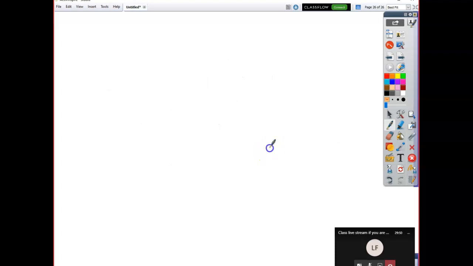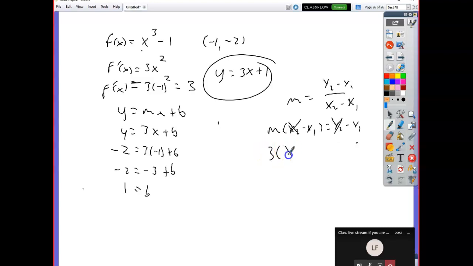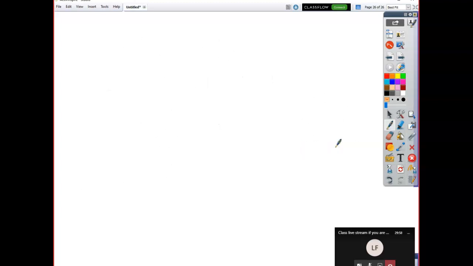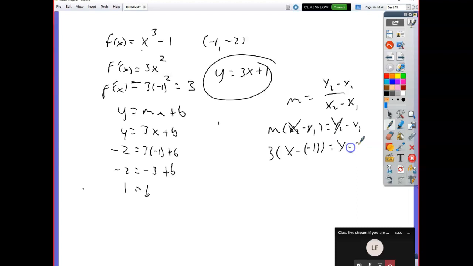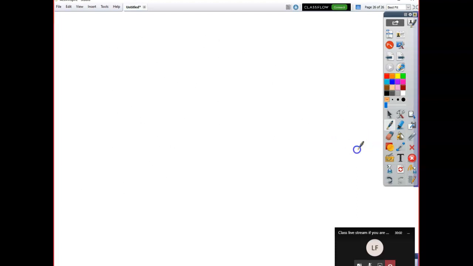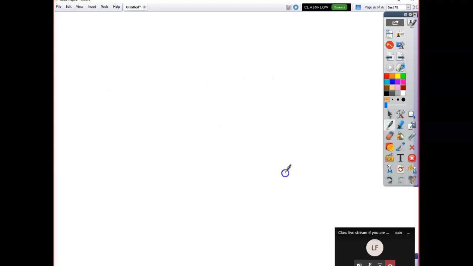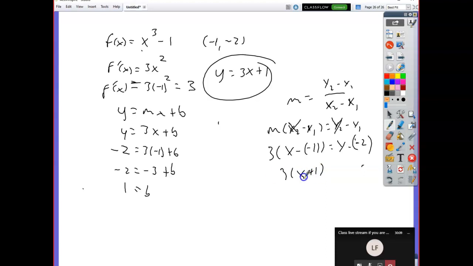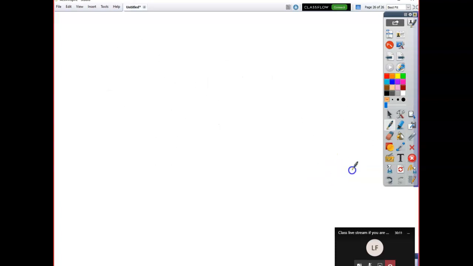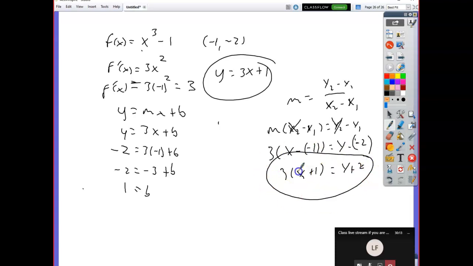With a little bit of cleverness, you realize this could be any x and this could be any y. So the quick way to do this is 3 times x minus, what was the x value? The x value is negative 1. Equals y2 minus y1, which would be y minus negative 2. And you're done. That's an equation for a line. You write 3(x plus 1) equals y plus 2, and they allow that as an equation for a line.